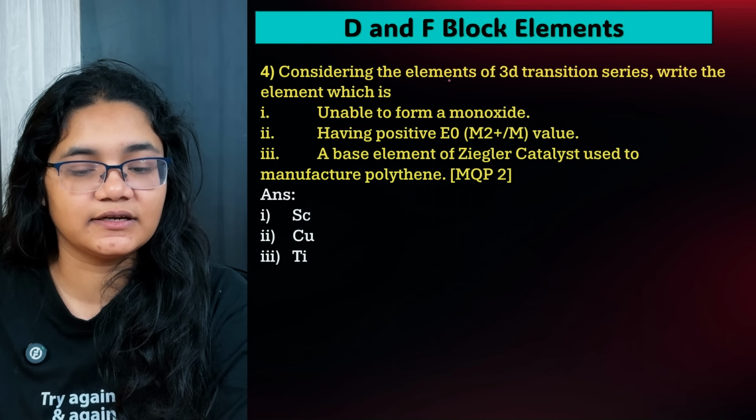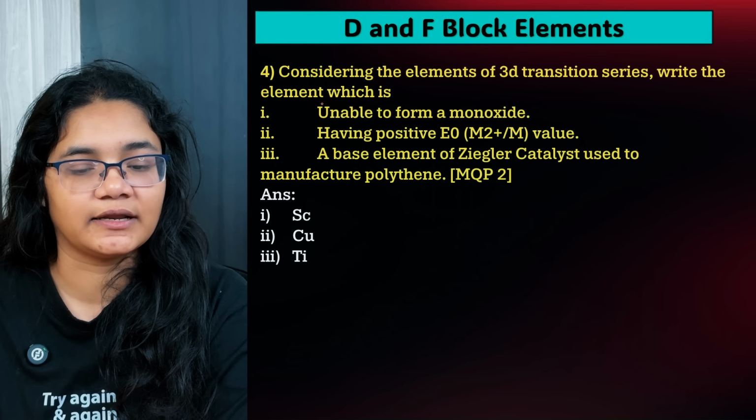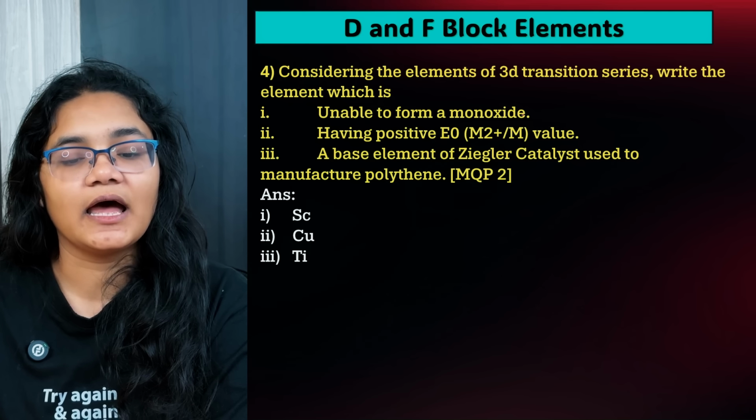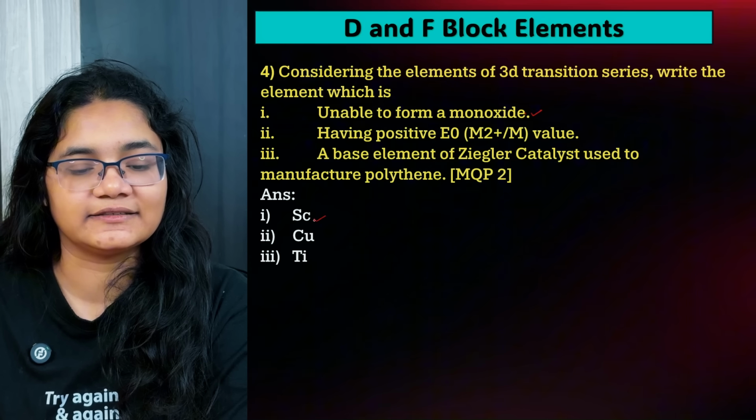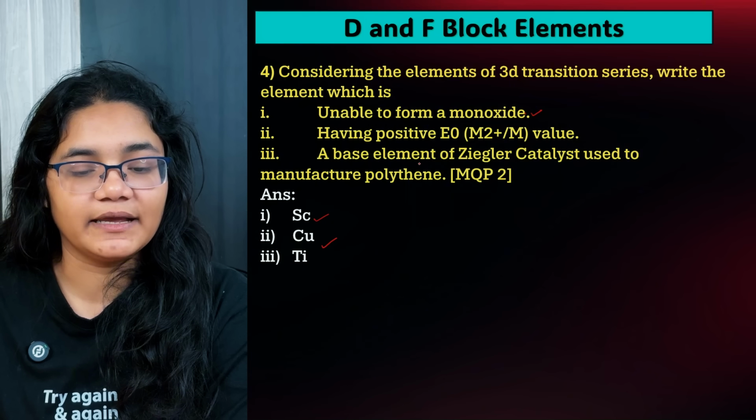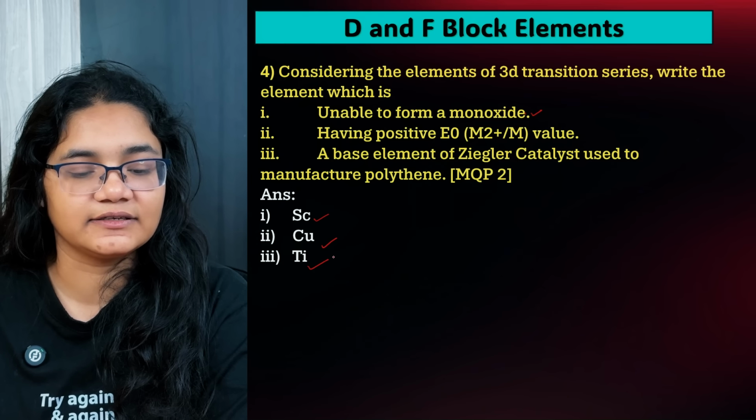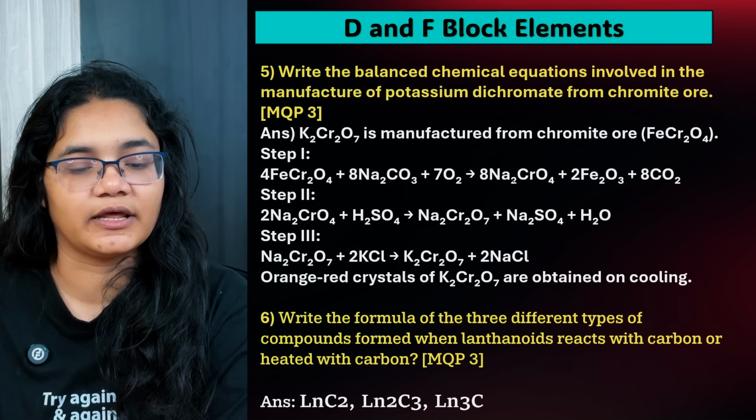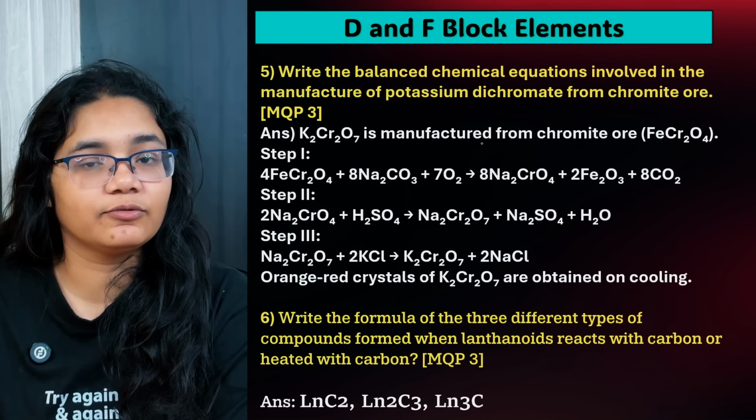Next, we have considered the elements of 3d transition elements. Write the element which is unable to form a monoxide. It is your scandium. Next, having positive E value is copper. The base element of Ziegler-Natta catalyst is your titanium. This question is also there in model question paper 2. Now we'll move to model question paper 3.